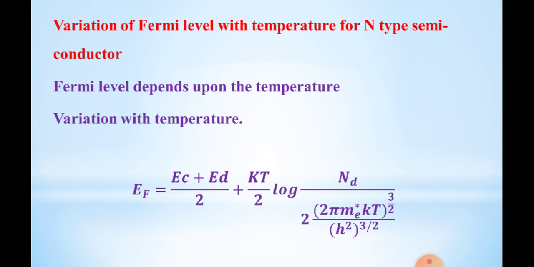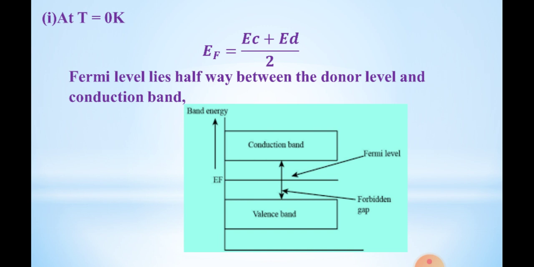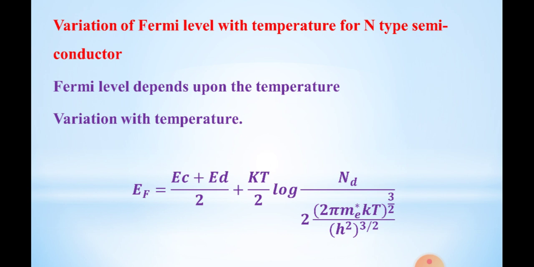Now in this expression we have the T term, that means the Fermi level depends upon the temperature. So how does it vary with respect to temperature, that we are going to see. The first case is at T equal to 0 Kelvin, what will you get for the value of EF? Looking at the previous expression, when you substitute T equal to 0, the second term after the plus will be cancelled because T is equal to 0.